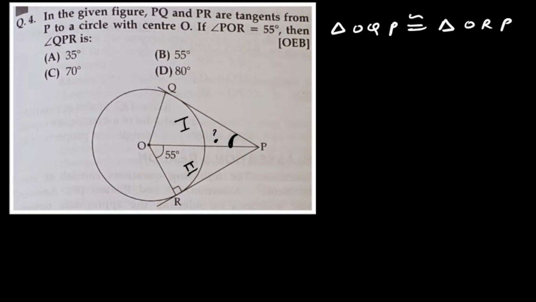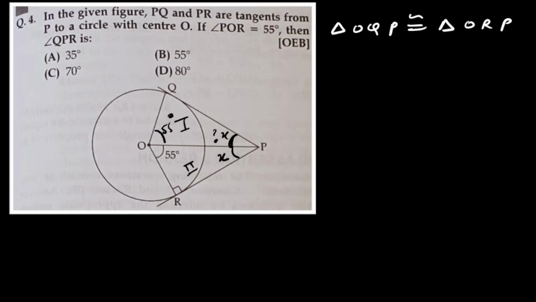So if these two triangles are congruent, this angle will be equal to this one. If this is 55, this is also equal to 55. And this angle, suppose this is x, this is also equal to x. Because of the congruency, the angles which I have marked are equal.